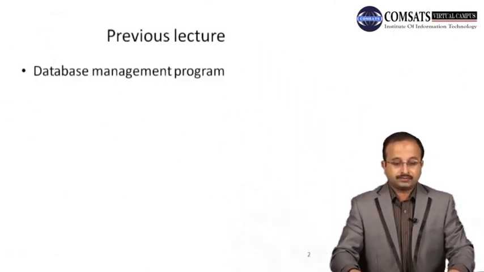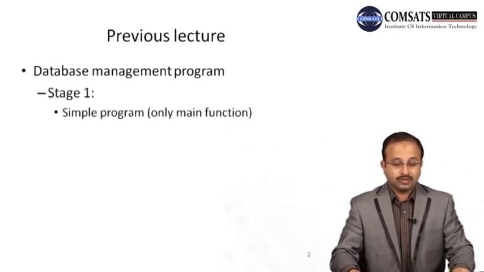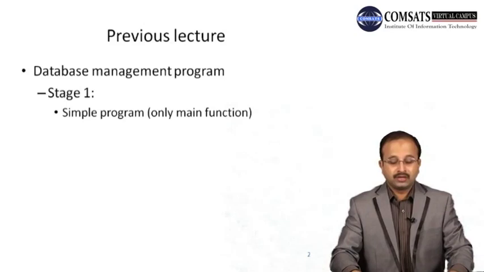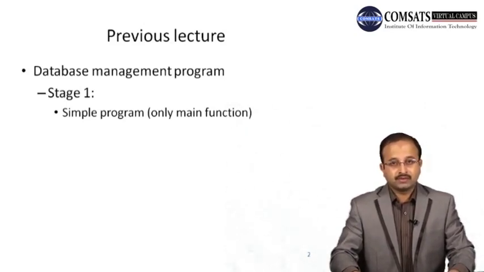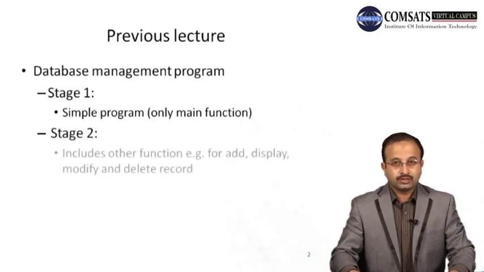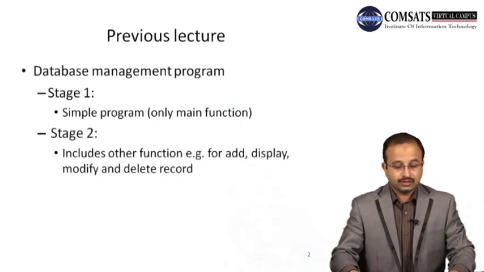In the previous lecture we saw a database management program. In stage 1 we saw a simple program that contains only the main function, one big main function inside which everything is written. Then in stage 2 we changed it. Stage 2 includes other functions, for example add record, display record, modify record, delete record. We included these functions as well.